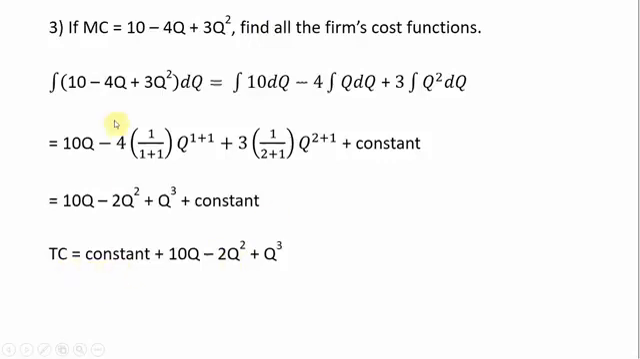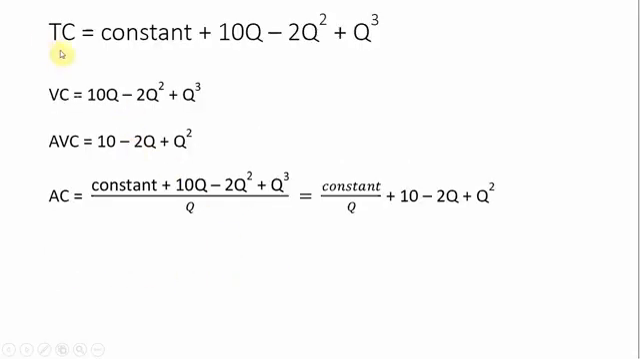So from marginal cost, we go to total cost, and it looks like this. On getting the remaining cost functions, I didn't do fixed cost or average fixed cost. That is basically unchanged from all the other examples. But variable cost here will look like this. Average variable cost, just dividing variable cost by q: 10q divided by q is 10, minus 2q squared divided by q is this, and q cubed divided by q is just q squared. And then average cost would be given by this equation here.